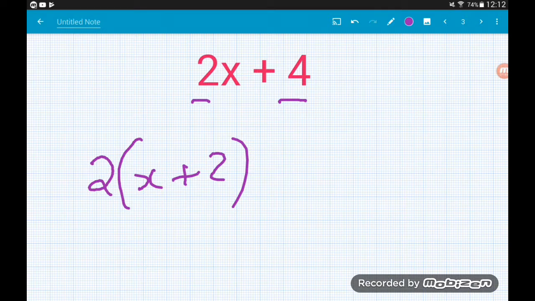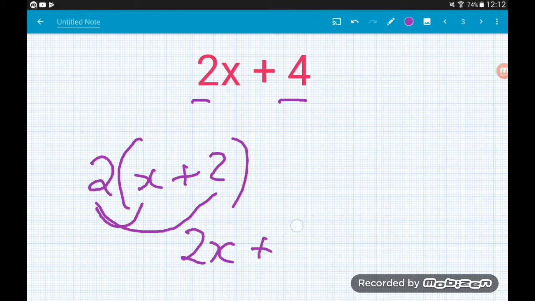Now factorising and expanding are really nice because they actually let us check that our answer is right. If we now expand this back out, we have to get the exact same expression we started with, otherwise something has gone wrong. So if we were to do the 2 times x, we get 2x, and then if we do the 2 times positive 2, we get our positive 4 again, which is exactly the same as what we started with, so we can be nice and happy that we've got the right answer.